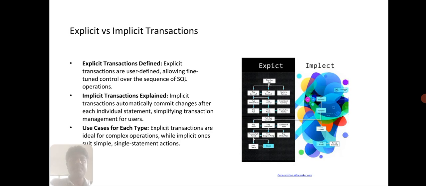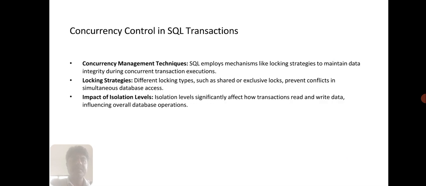Next is implicit and explicit transactions. An explicit transaction is user defined, allowing fine-tuned control over the sequence of SQL operations. An implicit transaction automatically commits changes after each individual statement, simplifying transaction management for the user. For use cases, explicit transactions are ideal for complex operations, while implicit ones suit simple, single statement actions.